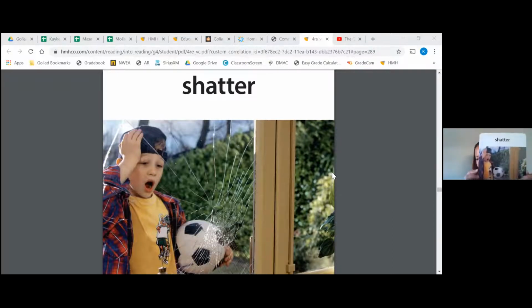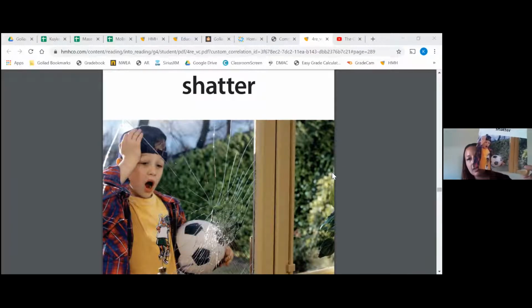Our word is shatter. What is our word, class? Shatter. Let's look at the picture. Think about what's happening. What happened? He broke the glass. How did he break the glass? He was playing soccer. Okay, probably playing soccer. That's got to be a hard kick.